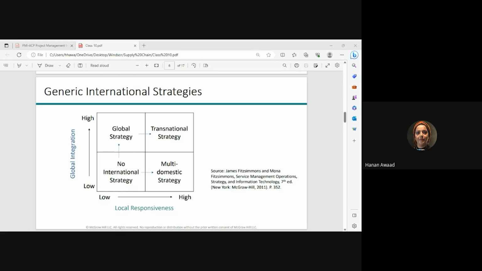So again, remember here, it's low, not no. It's not no local responsiveness, it's low. For example, 10% of the supply chain has some local responsiveness. So it's low.